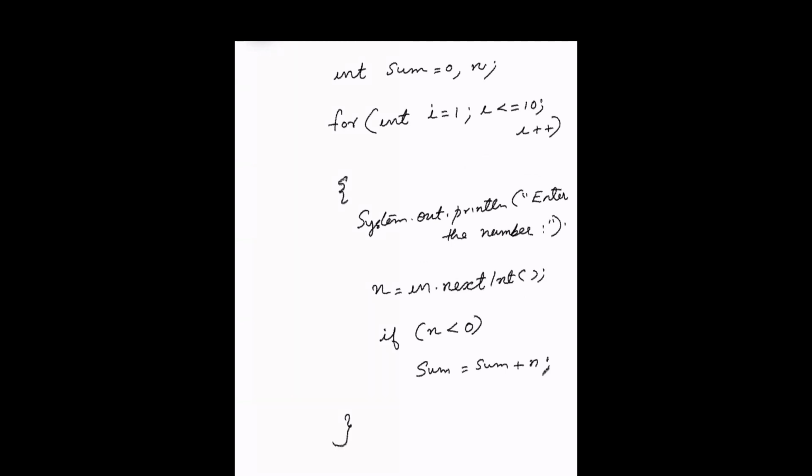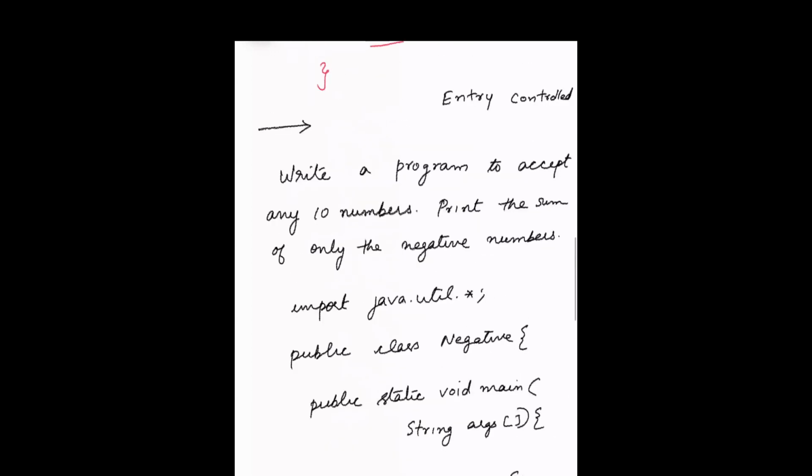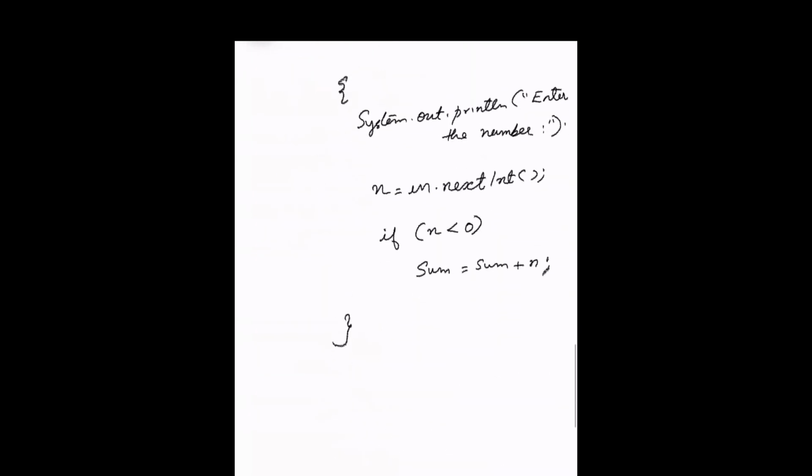So you are just checking if the value of n is smaller than 0, then sum is equal to sum plus n. I didn't understand what the question is saying. The question says: print the sum of only the negative numbers. Got it? You need to print the sum of negative numbers. I will draw a dry run and show you.